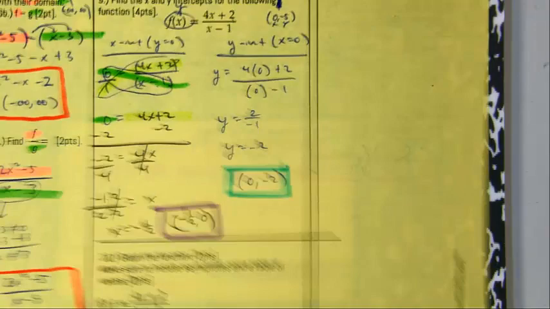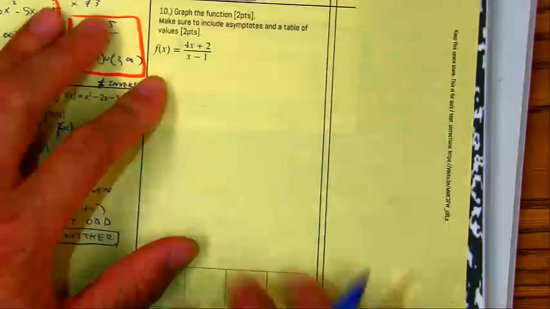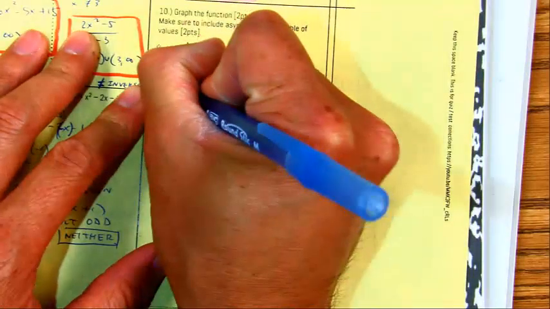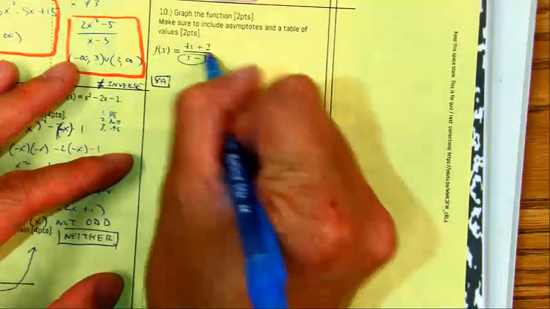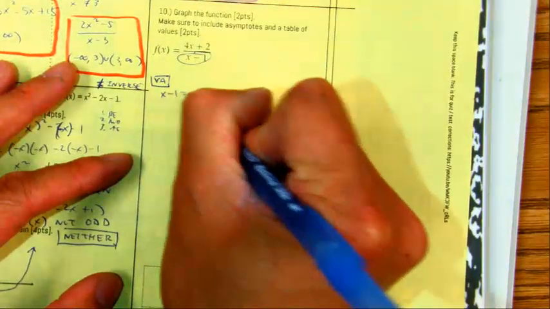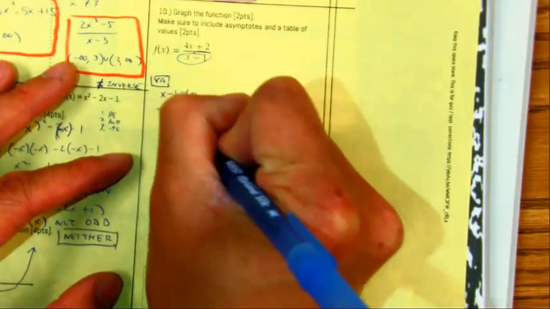Question number 10, we're going to graph this. It says make sure to include your asymptotes. We've talked about how to show that algebraically. So for the vertical asymptote, you're going to set the denominator not equal to 0. So x cannot equal 1.